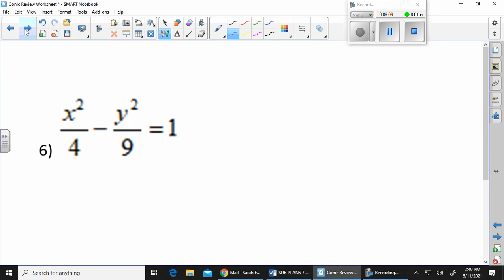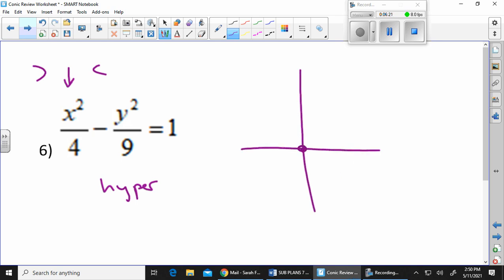Number 6, subtracted equal to 1. They're both squared. Hyperbola. X is first, so I know it's sideways. Okay, left and right. Nothing is there. My center is 0, 0. You just got to remember what you need. Square root of 4. So I know it's opening sideways.